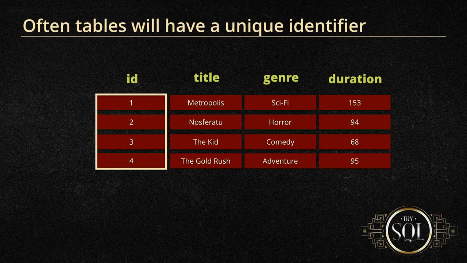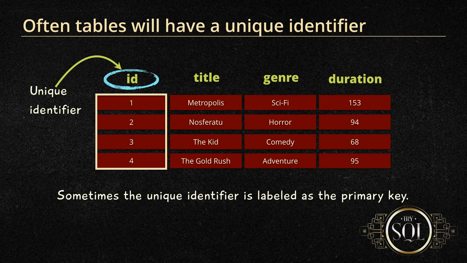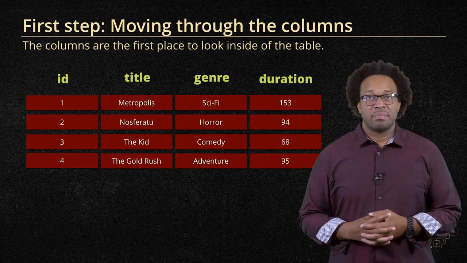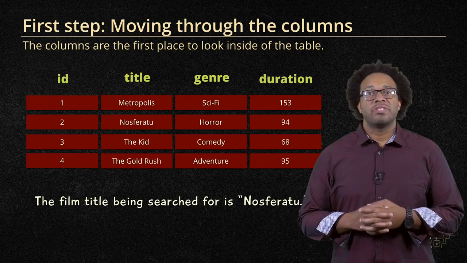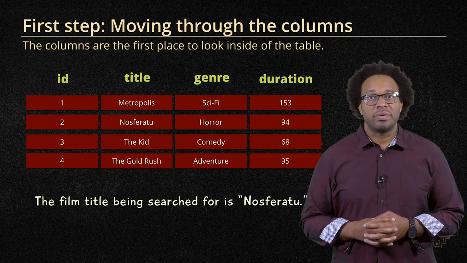Often, a table will have some unique identifier, which is used to order the rows. Another name for this is the primary key of the table. Let's look at how to find some data in our database. Say, for example, we want to find the value Nosferatu. How will we find this value in our table?